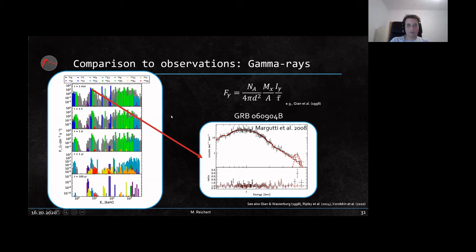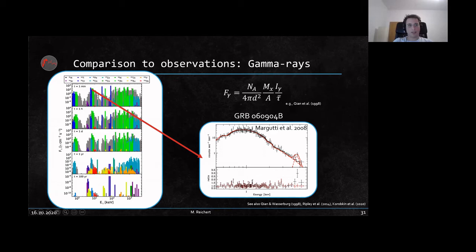But still, it's a bit speculative to say. They also only speculate that this could be a nickel line because after such a low time, the matter is still very fast and therefore there's a lot of Doppler broadening, but apparently it might be a nickel line that we also see.